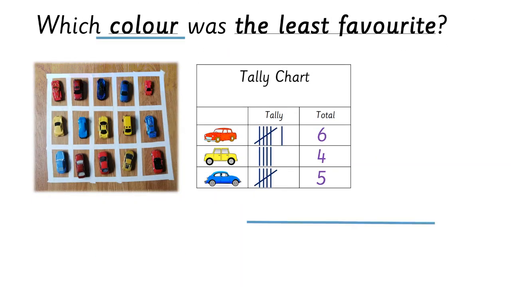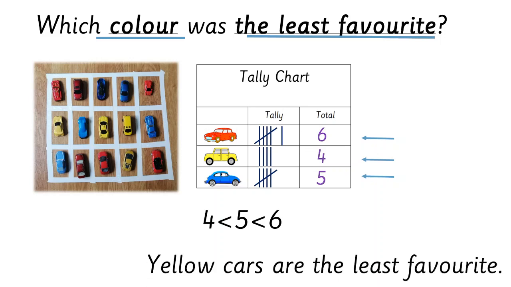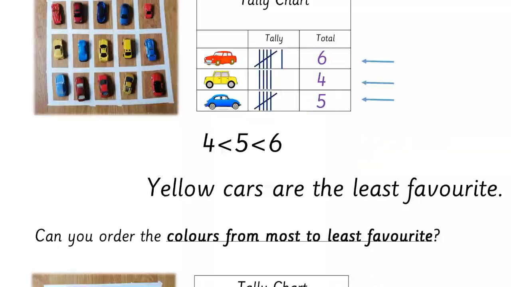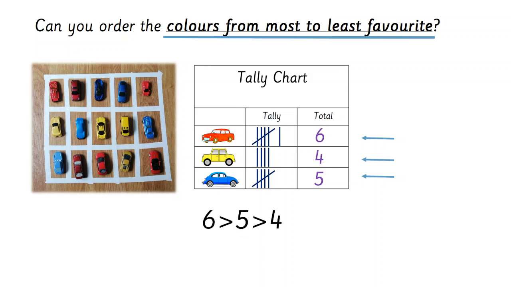Look at the information in the chart and find the smallest number. You can also compare numbers. Look at the numbers in your chart. Compare them and order them from the greatest to the smallest.